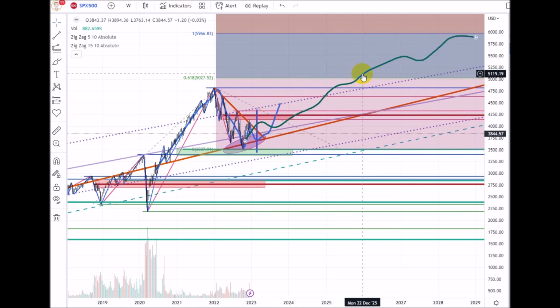So understand that as we move higher here, we would likely come up to around this 5027, 5030, 5035 area, find some resistance, stall out a bit, and then attempt to move higher up into this 5966. So again, let's call it 5965, but that would be a very good target right over here.